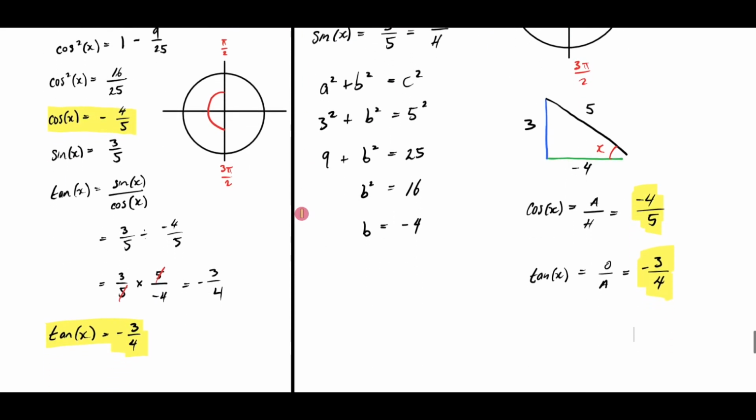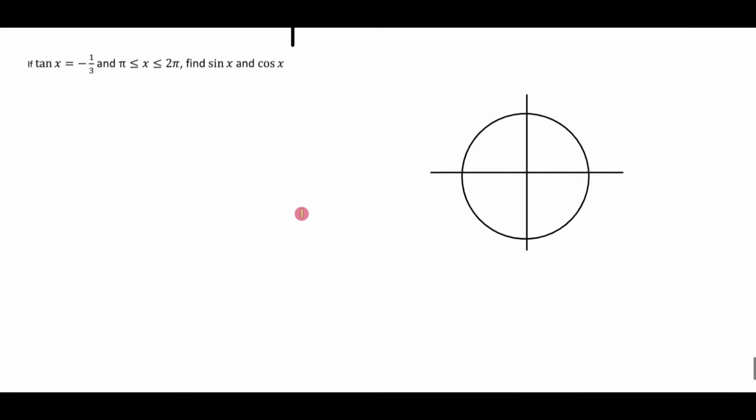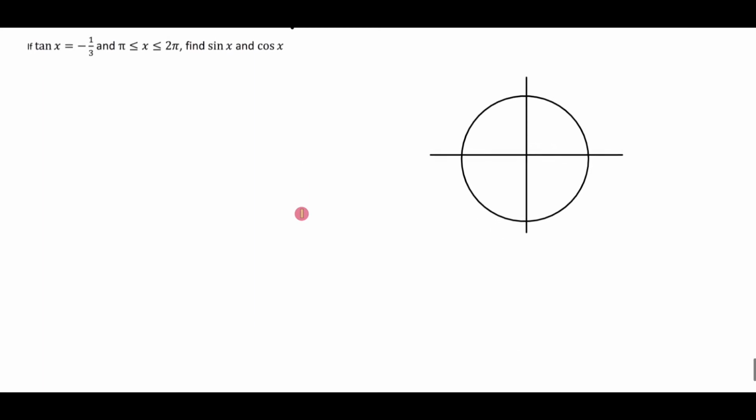Let's now go through the very last question, and let's utilize option 2 again, just to really show you how it works. So what we're going to do is read the question: if tan of x equals negative 1 over 3, and this is my domain, find sine of x and cos of x. I'm going to begin, like I did in option 2, by drawing out a right angle triangle like this.